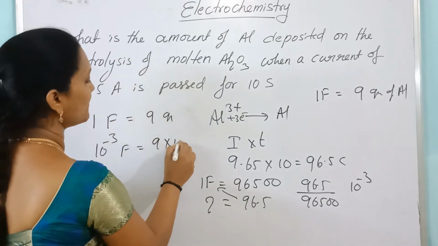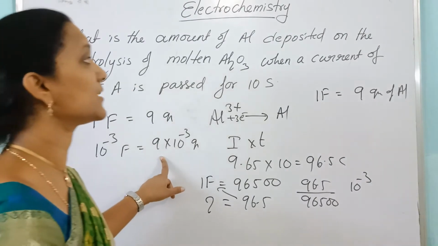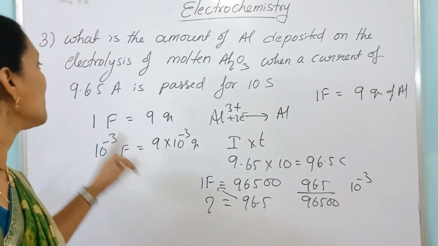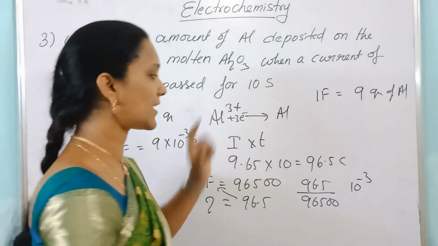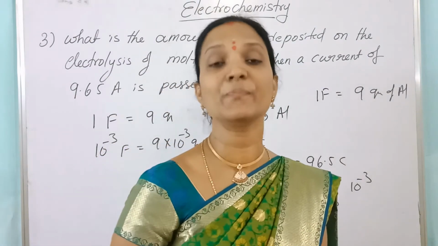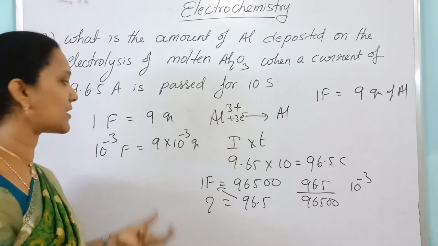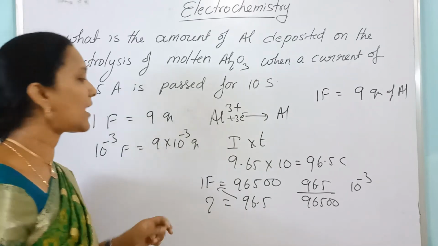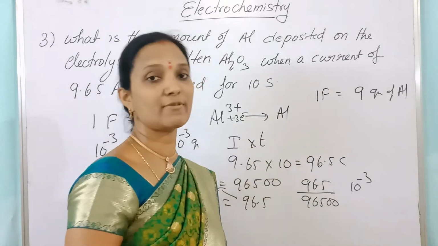9 into 10 power minus 3 grams of aluminum is deposited when 9.65 amperes of electricity is passed for 10 seconds. The amount of substance deposited is directly proportional to the quantity of electricity passed. So only this much electricity we passed, that's why 9 into 10 power minus 3 is obtained. If 3 Faradays were passed, we would get 27 grams.